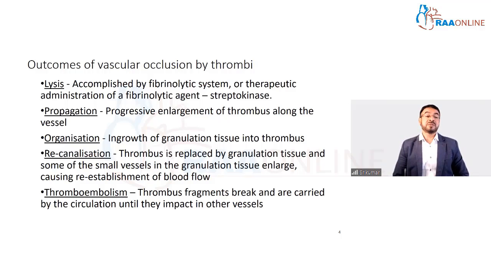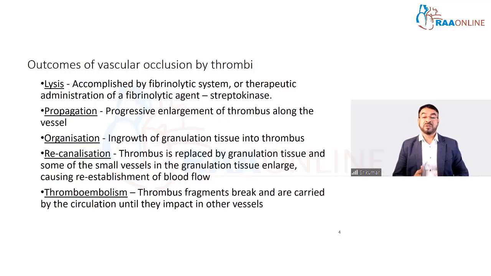The third outcome is organization, where once a thrombus is formed, a granulation tissue forms and grows into the thrombus. Now, you all know what a granulation tissue is. Granulation tissue is a tissue of healing, and this consists of fibroblasts and blood vessels, and this grows inside the thrombus. And once an organization occurs, it undergoes recanalization.